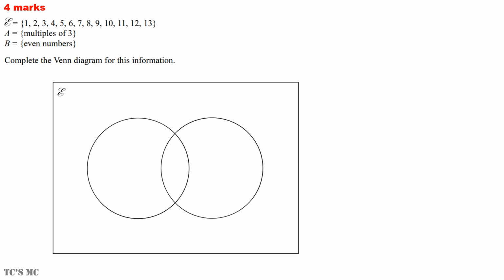Before starting, I'm going to list out the numbers in set A. So 3, 6, 9, and 12. Set B would be 2, 4, 6, 8, 10, and 12. Before filling in any numbers, we need to label the rings. Now we have 1 mark.